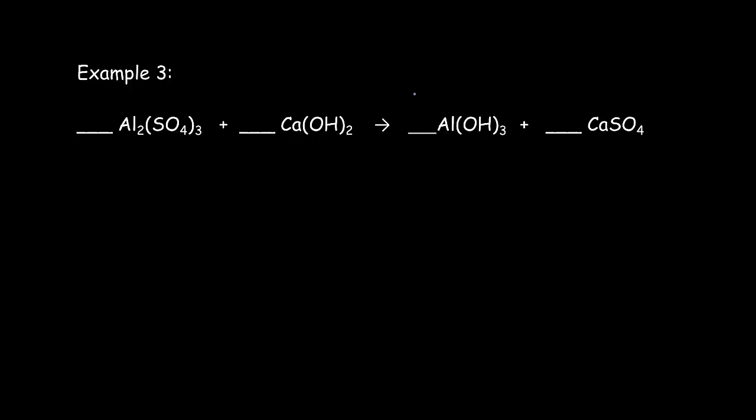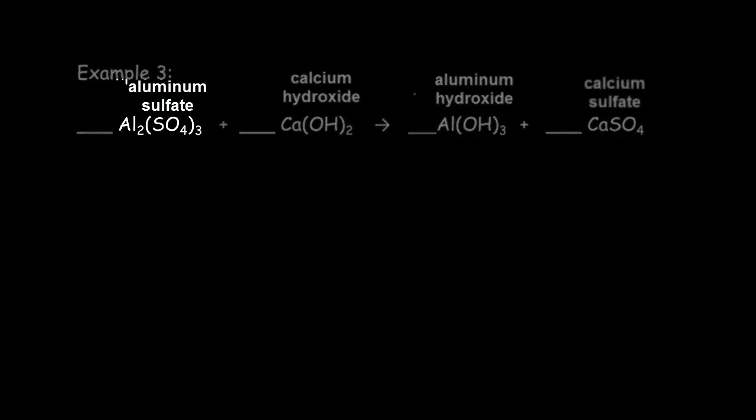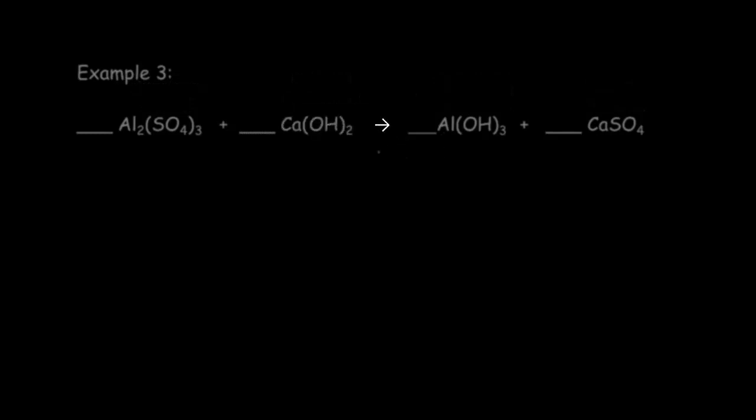Next example. How we read this equation is aluminum sulfate plus calcium hydroxide yields or produces aluminum hydroxide plus calcium sulfate. Now let's balance. Metals first. So a metal over here is Al, aluminum.